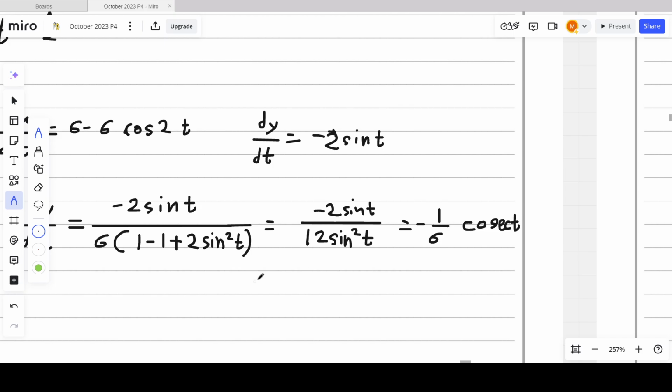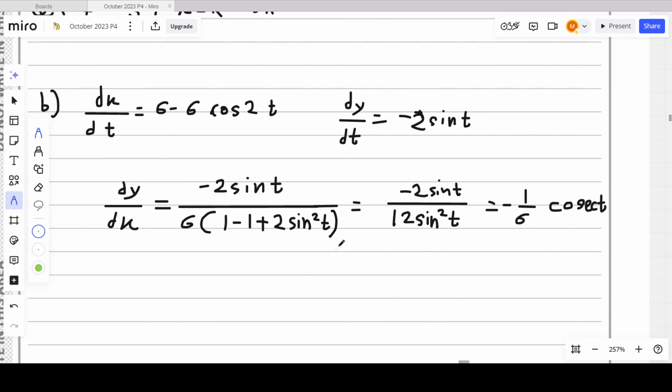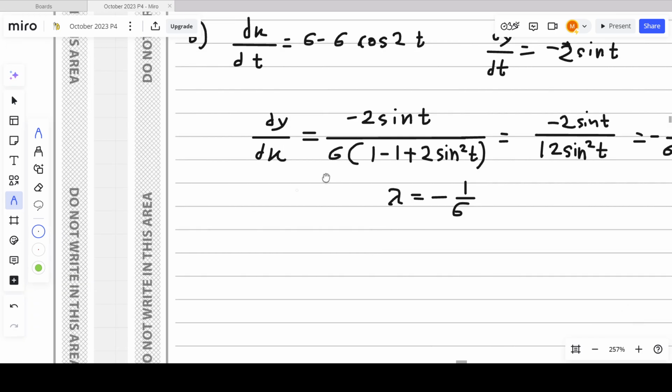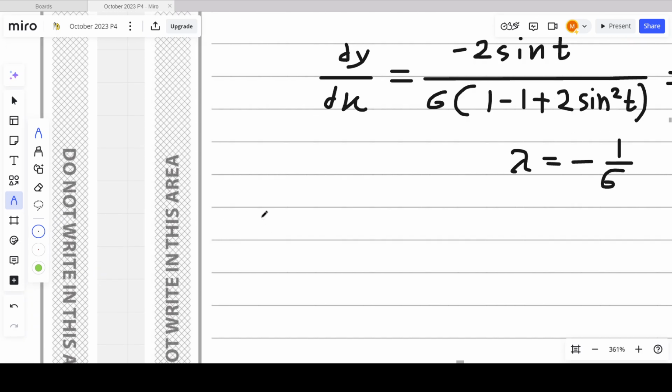That's it. So the value for lambda is what? Negative 1 over 6. Fine. Next, we are done with the parametric differentiation. So let's move on to part C.